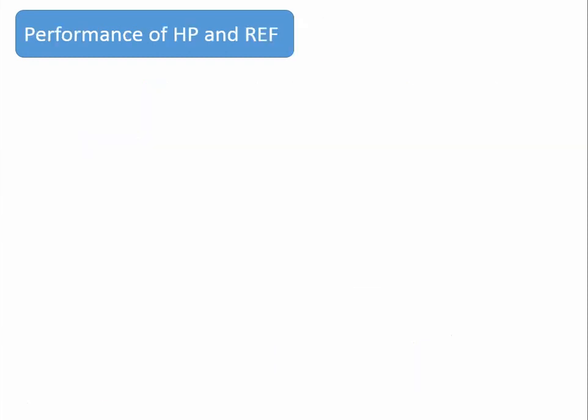Let's now try to derive an equation for the performance of heat pumps and refrigerators or air conditioners. Before deriving an equation, we need to identify the characteristic differences between heat pumps and refrigerators, which make us consider heat pumps and refrigerators or air conditioners differently.